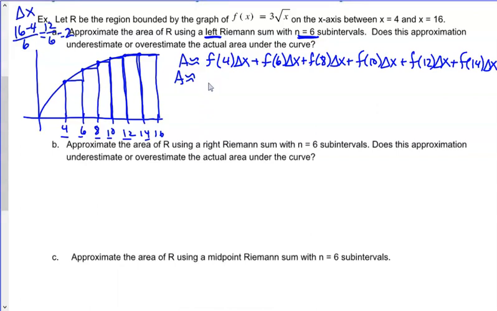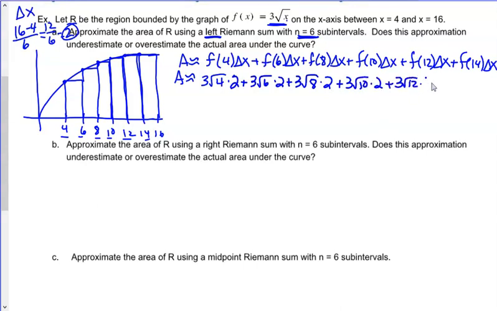All right, so what is the function value at x equaling 4? Well, I got to use my function. I'm going to throw 4 in there. So that means I get 3 square roots of 4 times delta x. What is the width of my interval? Well, we found it out right here. That is 2. Then I need to put 6 into my function and times it by my delta x. Then I need to put 8 into my function and times it by delta x. 10, 12, and 14.